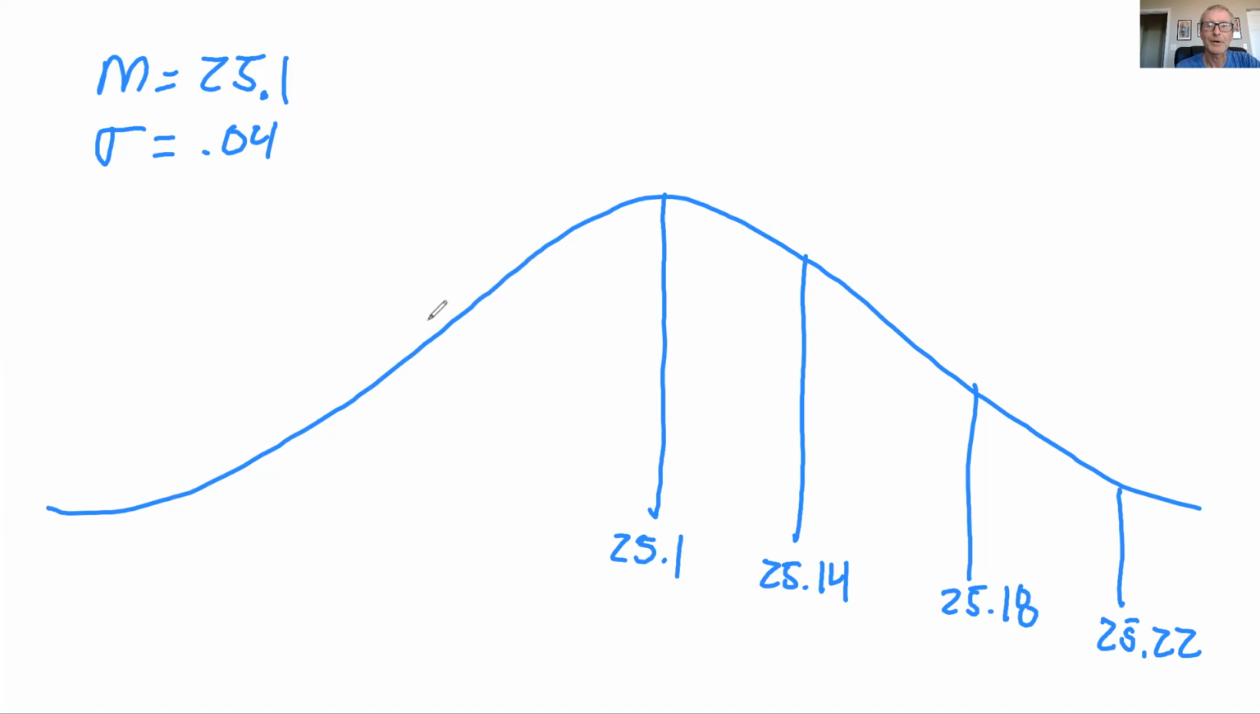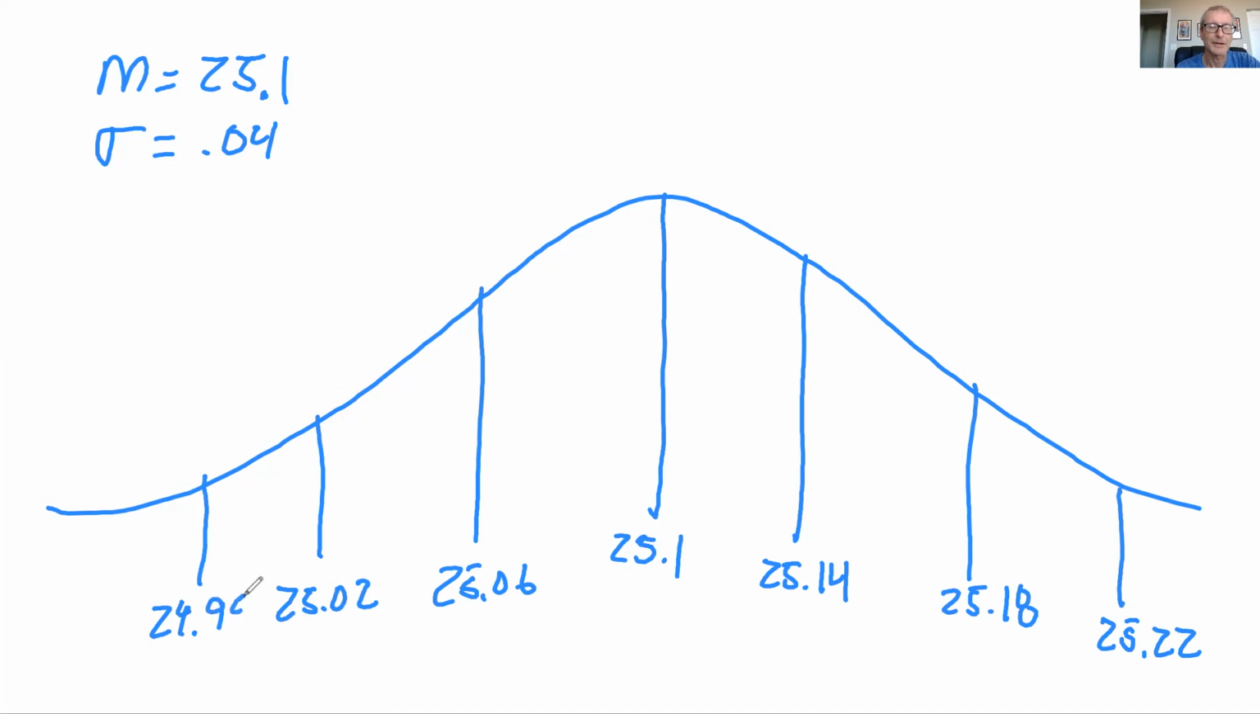So if we go the other way, we subtract, that would be 25.06. Go down here, that would be 25.02. If we go down here, that would be 24.98. And remember, that's a z-score 0, 1, 2, 3. And this would be -1, -2, and -3. Okay, so let's walk through these calculations.